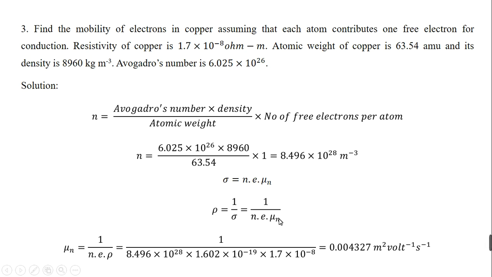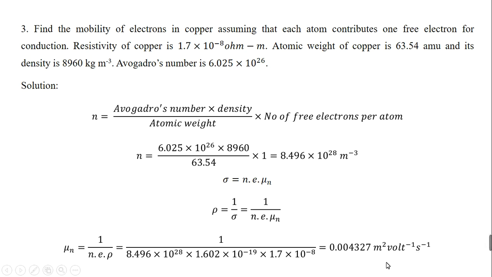Now making use of this calculation, what is to be determined here? Mu n is to be determined. Mu n is equal to 1 divided by n E into rho. Take this to the denominator. Now we have all the values with us. Substitute what we have calculated just now, into the charge of an electron, into the density given in the problem itself. After doing the calculation, we will get the value as 0.004327 meter square per volt per second.